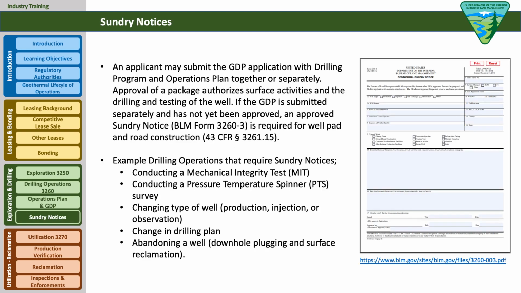An applicant may submit the GDP application with drilling program and operations plan together or separately. Approval of a package authorizes surface activities and the drilling and testing of the well. If the operations plan is submitted separately, a sundry notice is required for surface disturbance. The following are some example drilling operations that require sundry notices: conducting a mechanical integrity test, or MIT, conducting a pressure temperature spinner, or PTS survey, changing the type of well, a change in the drilling plan, and abandoning a well, downhole plugging and surface reclamation.